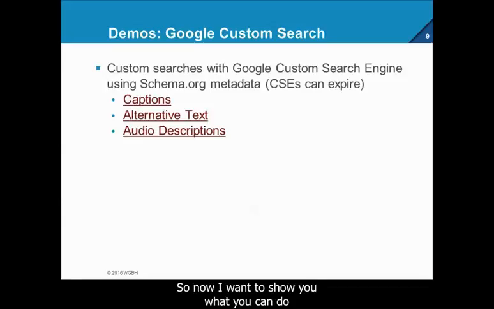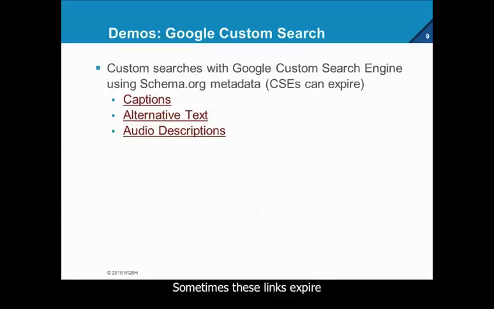Okay, thanks. So now I want to show you what you can do with the schema.org metadata, which is much more detailed than simply whether or not a video has captions. We can still search for captions. We can also search for alternative text or audio descriptions and a bunch of other features where they're marked up. So this uses something called the Google Custom Search Engine. And the problem with the Google Custom Search Engine is it's a little bit of a developer tool, essentially.